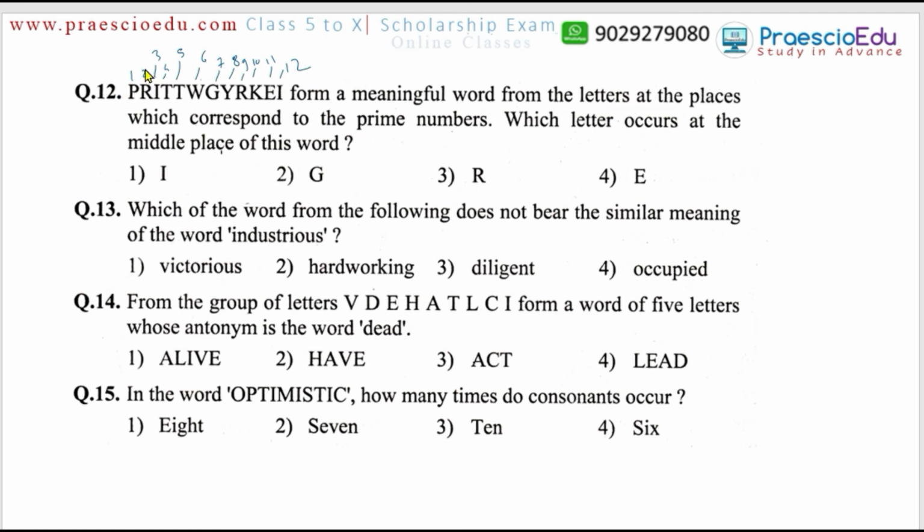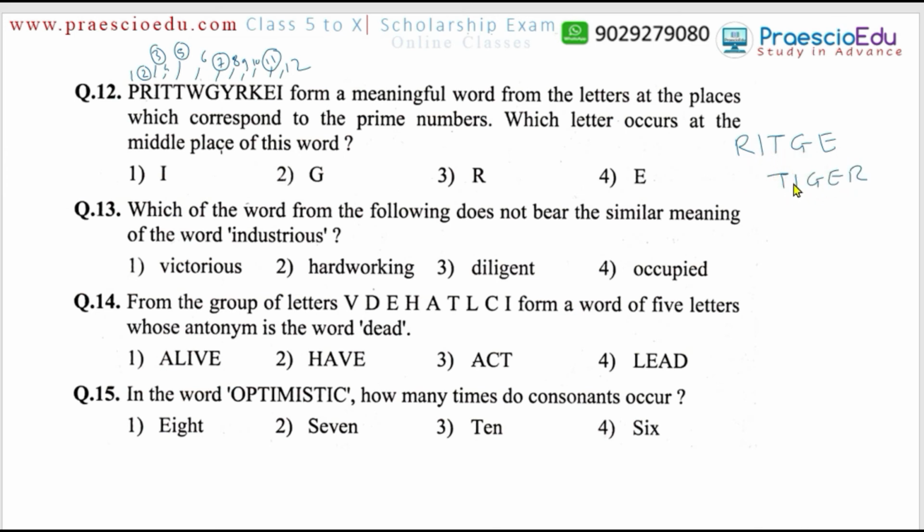Which are the prime numbers? 2, 3, 5, 7, then 11. These are the prime numbers. So 2 means R, okay. Then 3 is I. Then 5 is T. Then 7 is G. Then 11 is E. From this, we have to make the meaningful word. So now TIGER comes. So tiger, this will come.